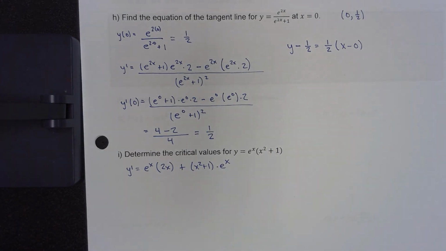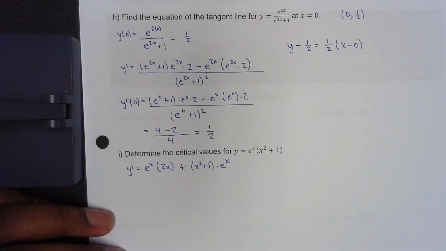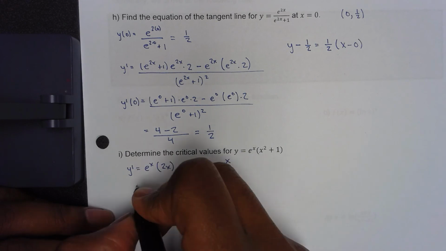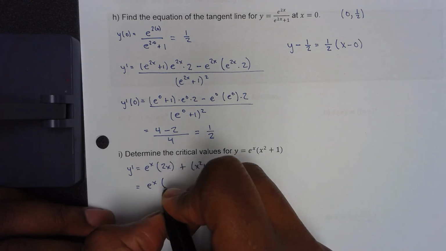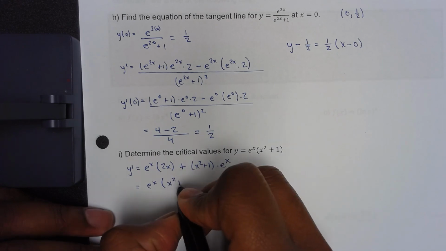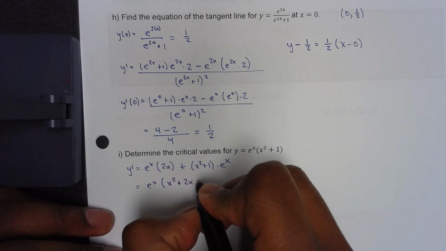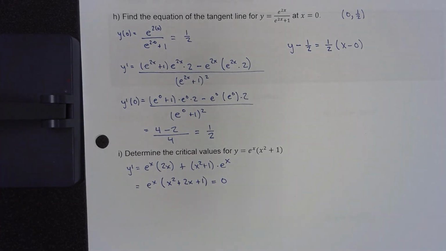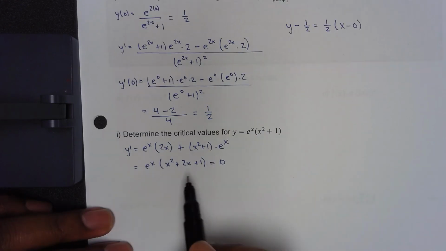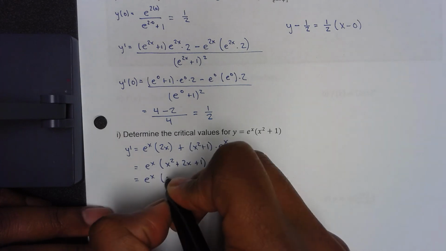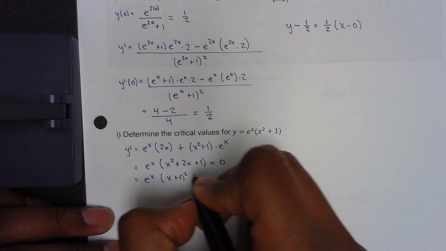The critical values will be the places where this equals 0. Our recommendation is first we take out the common factor of e to the x. So we get e to the x times, that will leave us with, we can rearrange this and get x squared plus 2x plus 1, and that equals 0. So the first thing we should notice is this is a perfect square trinomial, which simplifies to be e to the x, and this would be x plus 1 squared equals 0.